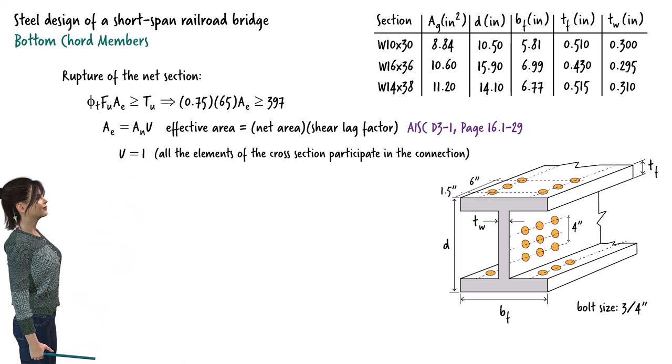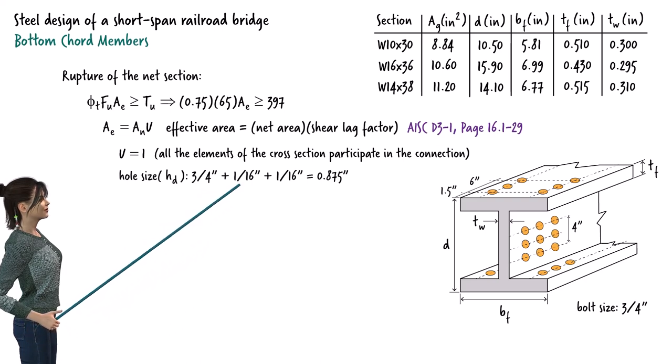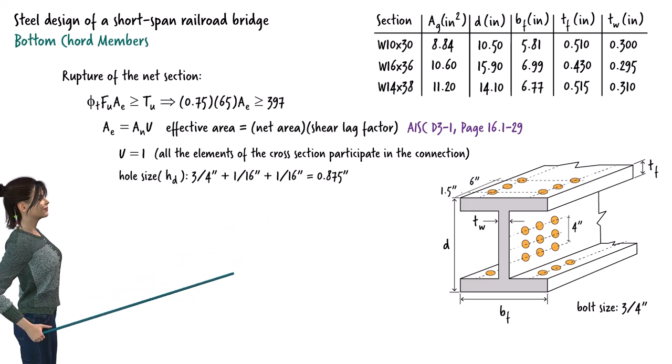To determine the net area, we need to know the hole diameter. The hole diameter equals the bolt diameter, plus 2/16 of an inch. 1/16 of an inch is added to the bolt diameter for the size of the actual hole being punched. Another 1/16 of an inch is added for possible damage done to the perimeter of the hole while punching it.